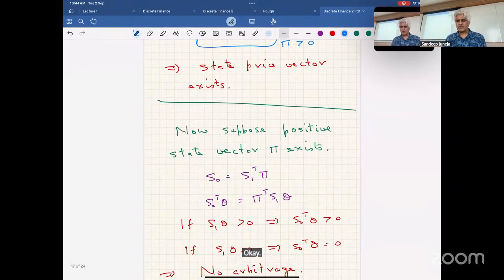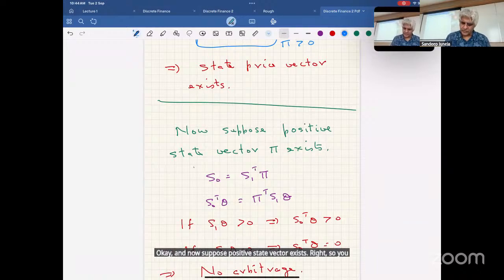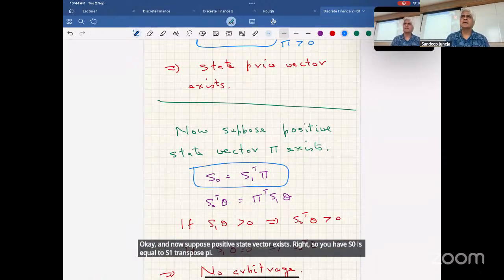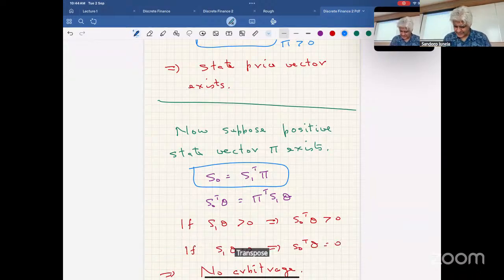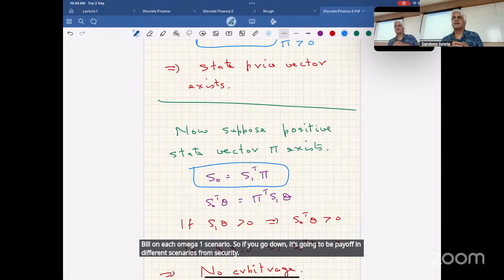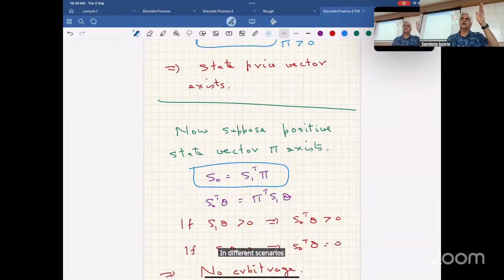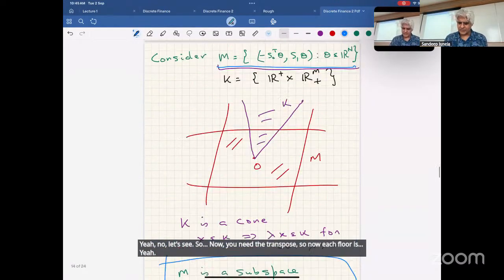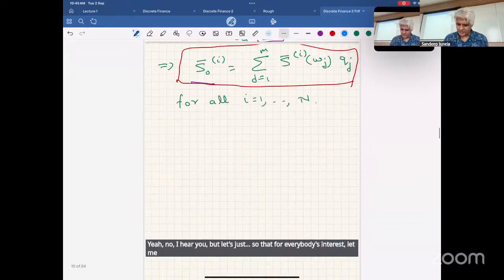Okay, and now suppose a positive state vector exists, right? So you have S0 is equal to S1 transpose pi. Transpose is clear, right? Because S1, remember, was all the payoffs in each scenario. Each row was an outcome in S1. Now you take the transpose. Let me just show the S1 matrix again here.